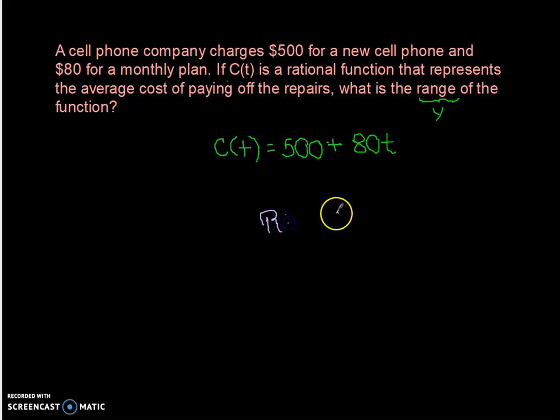So for the range, I could pay from $80 to a total of $580 because one day I may just pay the monthly fee, but another option is I could pay for the phone and the monthly fee all at one time. So this is what the range would be, from 80 to 580. There is a formula for the average cost of paying off the repairs, but it's not actually concerning, since it's just asking for the range. So that's the shortcut. I hope this helps.